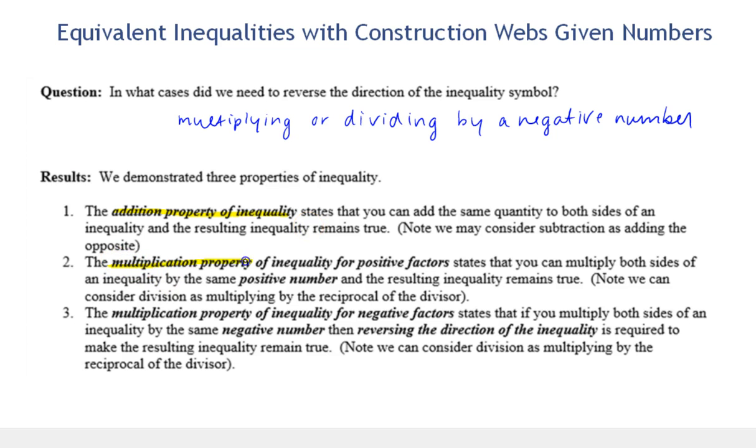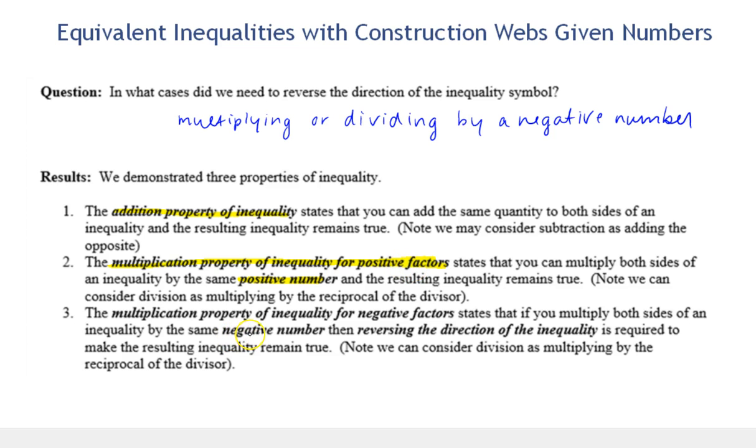The multiplication property of inequality for positive factors, notice it says positive factors, states that you can multiply both sides of an inequality by the same positive number, and the resulting inequality remains true. Note we can consider division as multiplying by the reciprocal of the divisor, and therefore this applies to division as well. So now we know, just like with equations, we can multiply both sides by or divide by a positive factor. The inequality is still true, and we don't have to change directions on the inequality symbol.